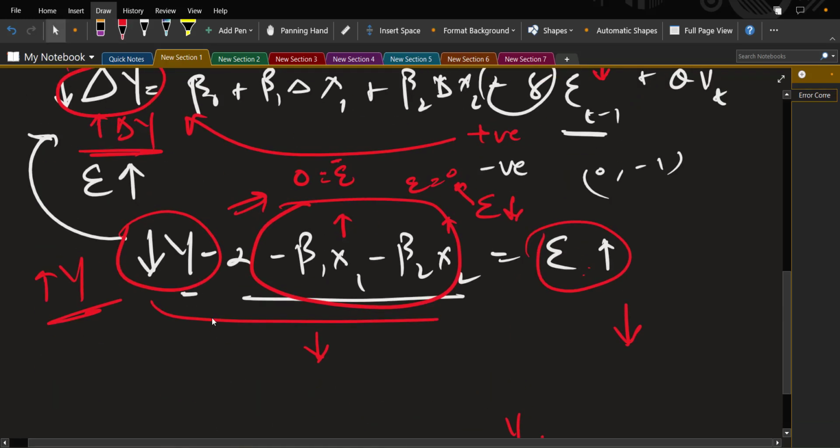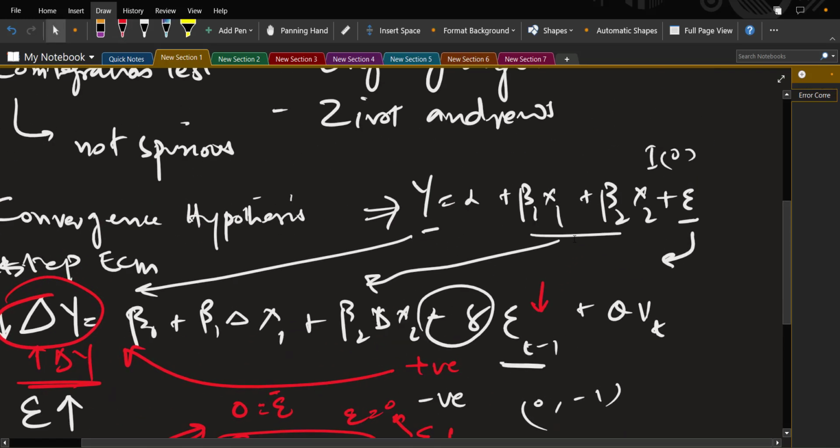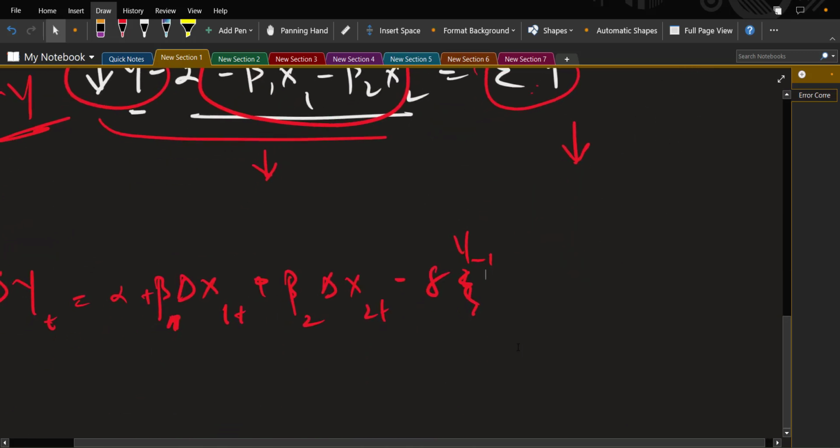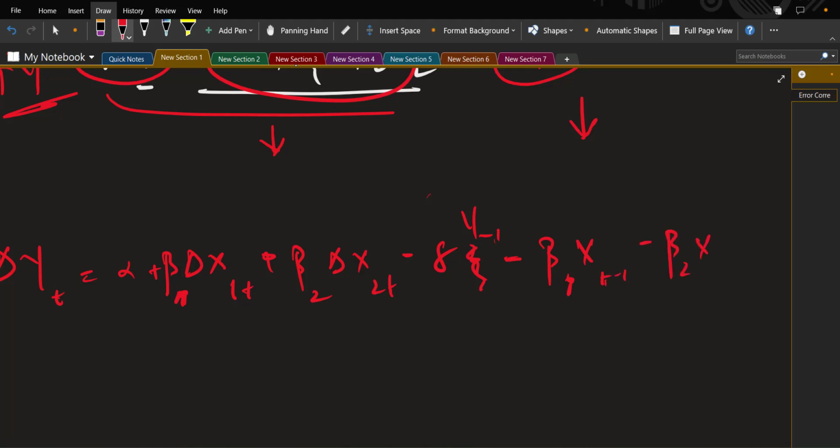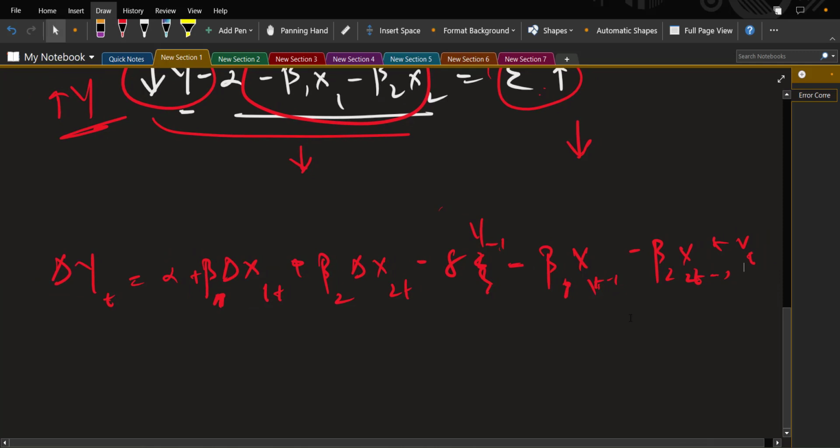How do we get it? I am just inserting the values of this equation in here. So minus gamma y t minus 1, and minus beta 0, minus beta 1 from the long run x t minus 1, minus beta 2 x2 t minus 1, and plus error term vt. Now this is the one-step equation in which we don't have to generate the error term. Here the coefficient of this must be negative.